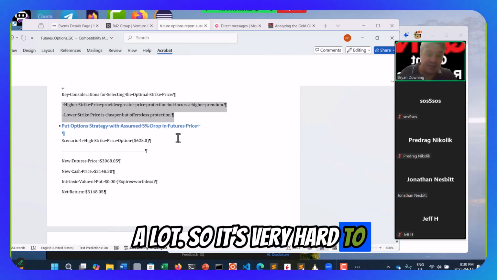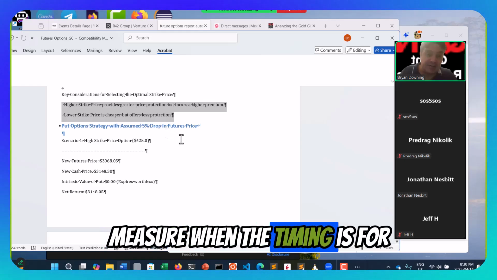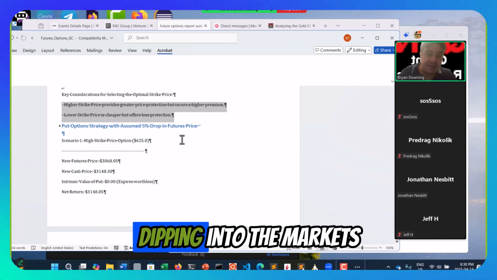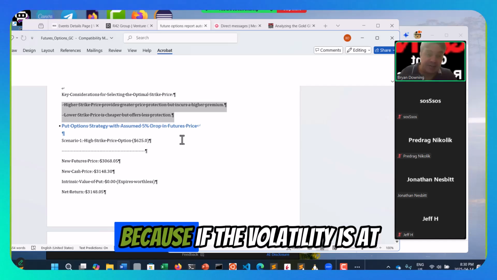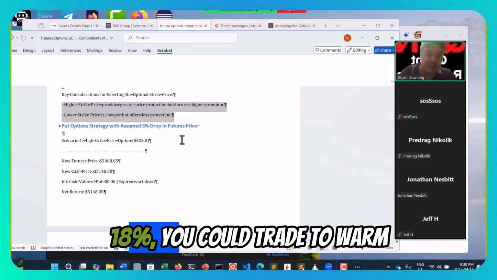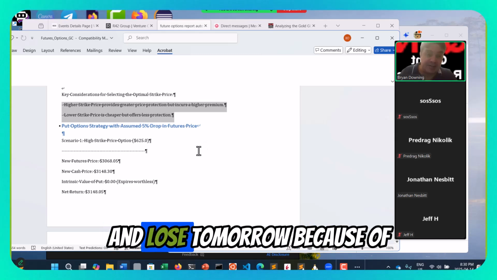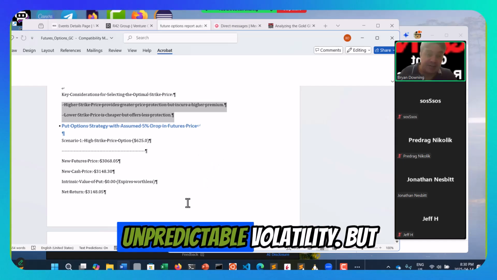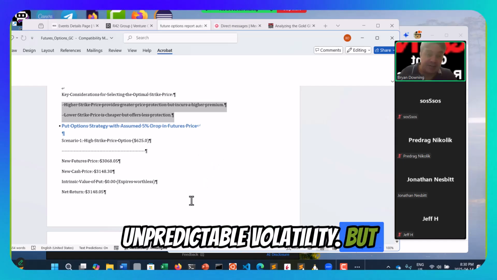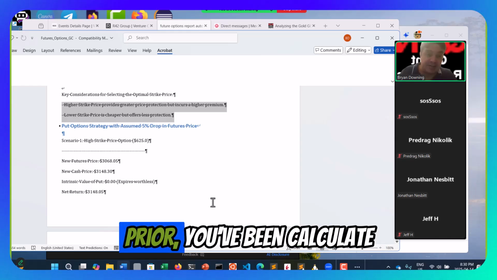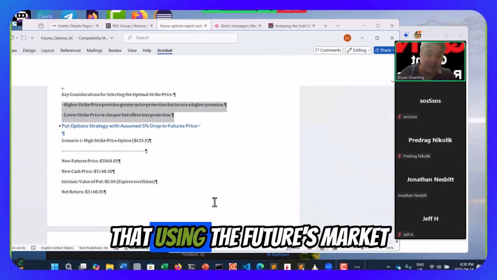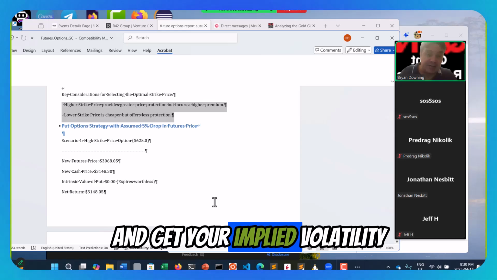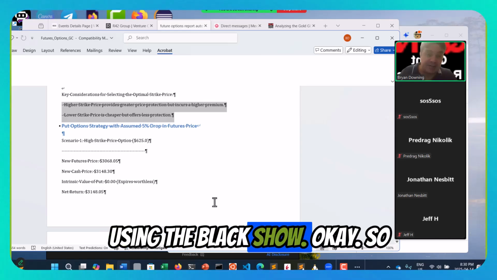So it's very hard to measure when the timing is for dipping into the markets, because if the volatility is at 18%, you could trade tomorrow and lose tomorrow because of unpredictable volatility. But again, what I've shown in the prior, you can calculate that using the futures market and get your implied volatility using the Black Scholes.